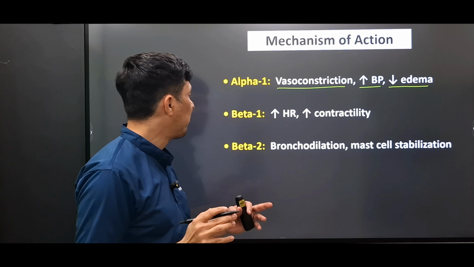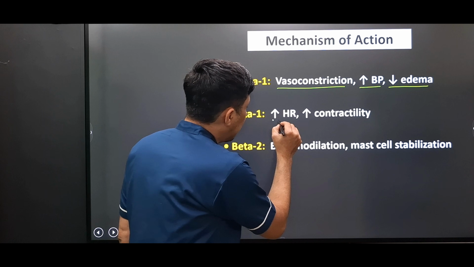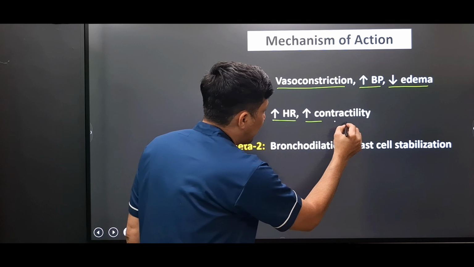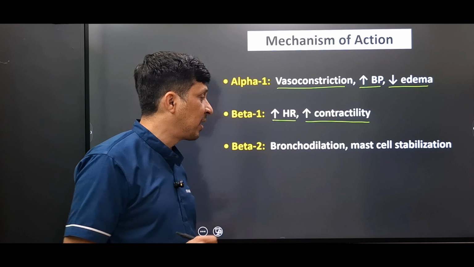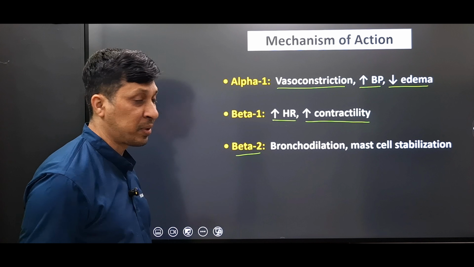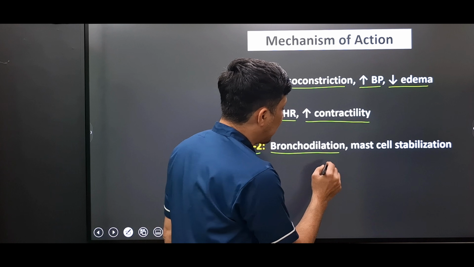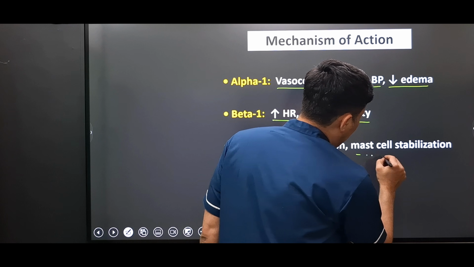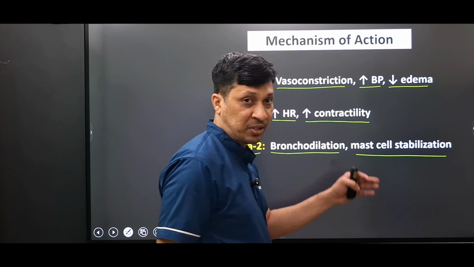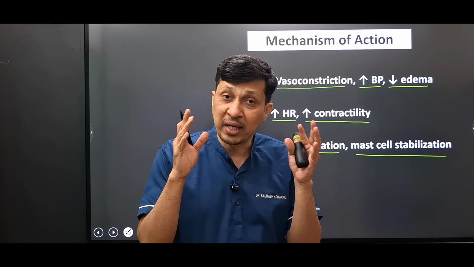decrease in the edema. Then it also acts on the beta-1 receptors, due to which it causes increase in the heart rate and also increase in the contractility of the heart. Apart from that, it also acts on the beta-2 receptors, and due to this, it acts as a bronchodilator. It causes bronchodilation and also mast cell stabilization. So this action of beta-2 is especially useful during anaphylaxis.